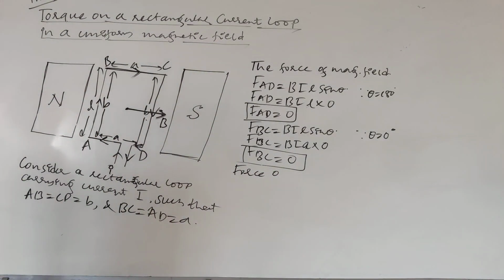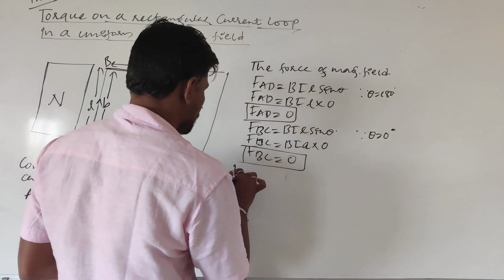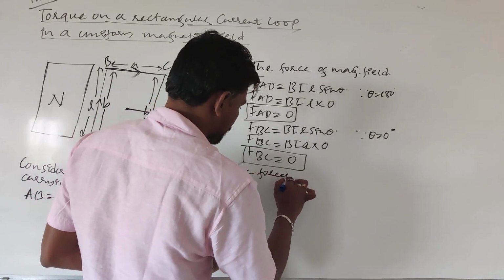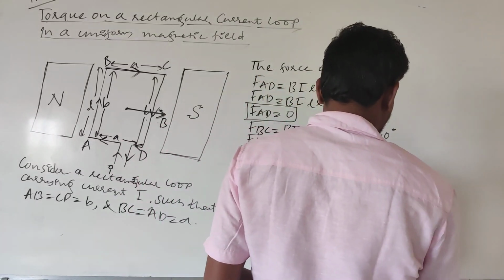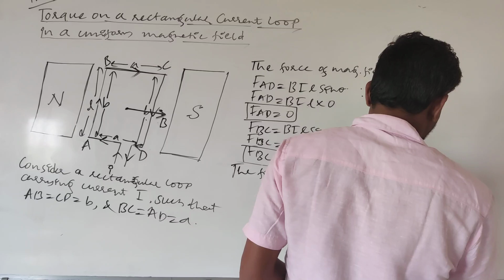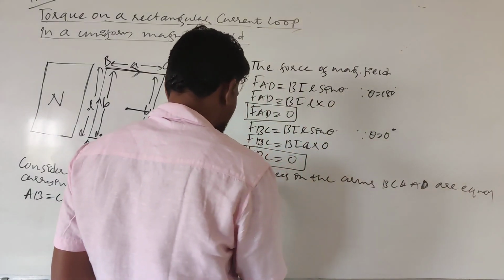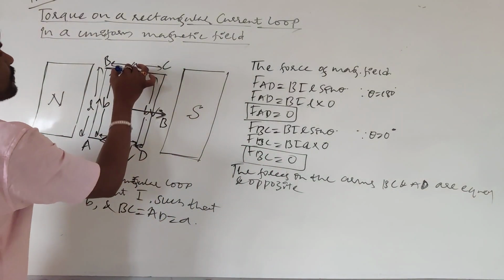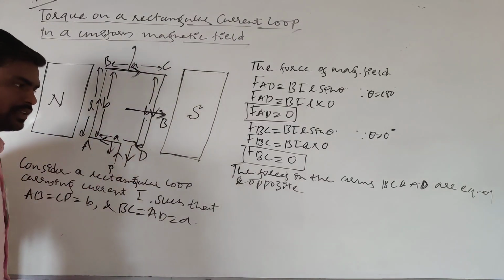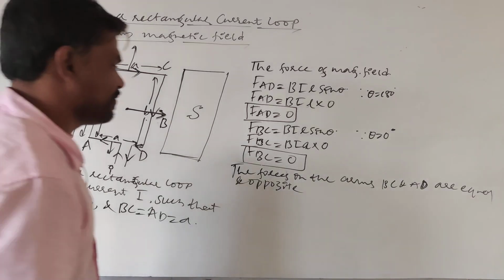One sentence, very important. The forces in the arms BC and AD are equal and opposite, one force in each direction. So the equal and opposite forces act along the axis of the coil.